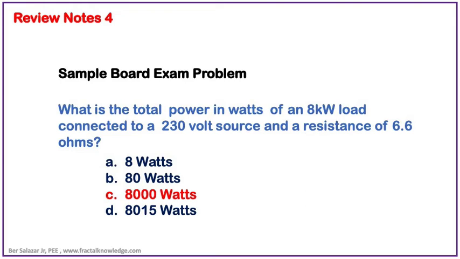If you compute it using the power formula, V squared over R, it will give you 8,015 watts, which is correct, but it is not what is asked in the question. You may choose letter D, but the correct answer is 8,000 watts because 8 kilowatt is given in the problem statement already. I hope you learned something today.